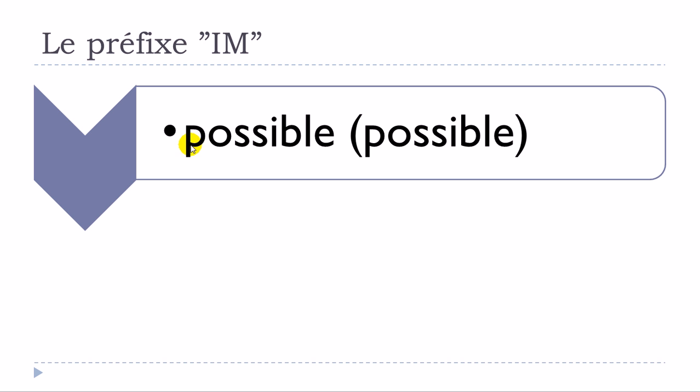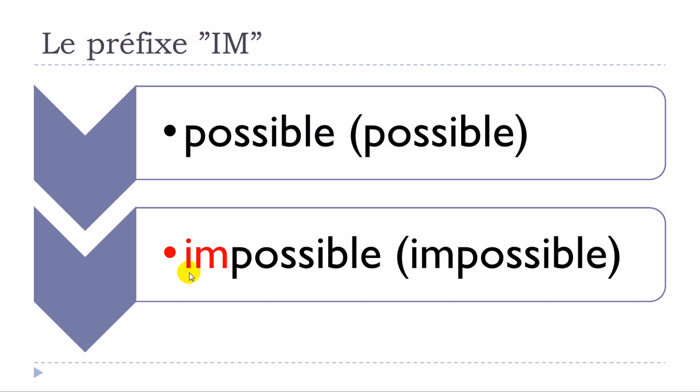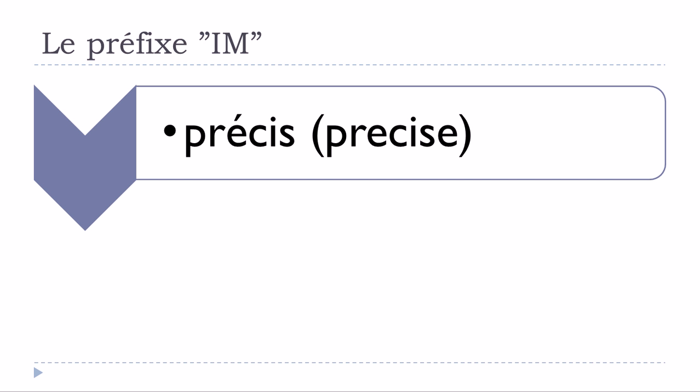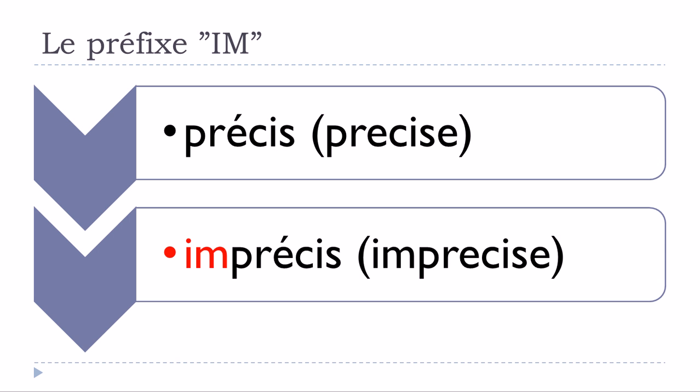Possible, possible. Impossible, impossible. Précis, précis. Imprécis. So you can see that it's all the time the same technique, so you just add this im in front. Imprécis.